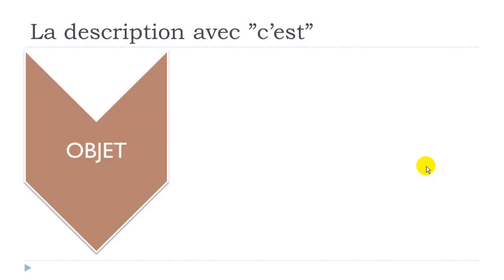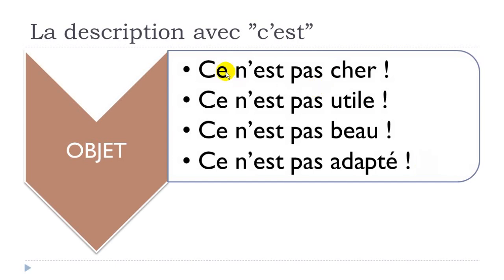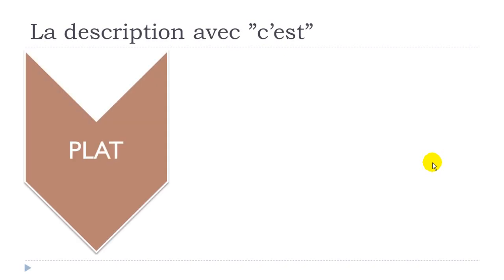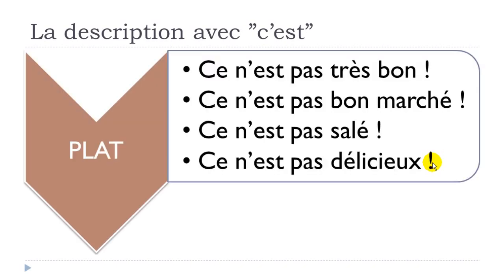An object. Ce n'est pas cher. Ce n'est pas utile. Ce n'est pas beau. Ce n'est pas adapté. And then a dish. Ce n'est pas très bon. Ce n'est pas bon marché. Ce n'est pas salé. Ce n'est pas délicieux.